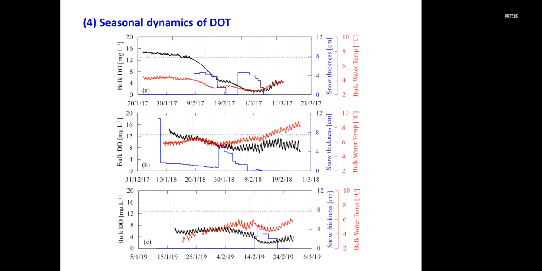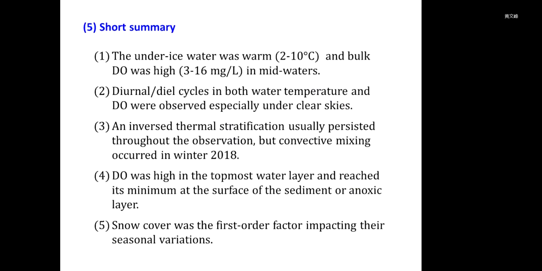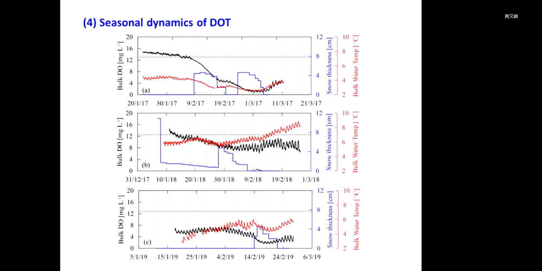And this figure shows the seasonal variation of water temperature and the DO. We can see that DO and water temperature had quite similar diurnal and seasonal patterns. Especially when the ice surface was snow-free or covered with very thin snow, the midday bulk oxygen concentration was usually 0.5 to 1.7 milligrams per liter higher than that in early morning. When a snow cover was thicker than approximately 4 centimeters, diurnal changes in DO concentration disappeared, and the DO continued to be depleted due to water and sediment oxygen demand.